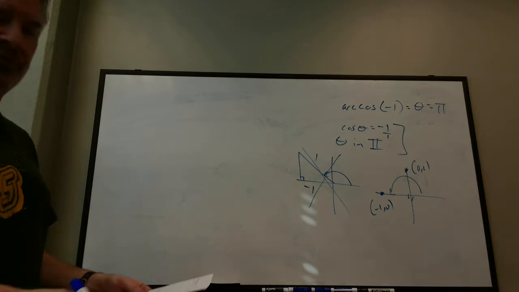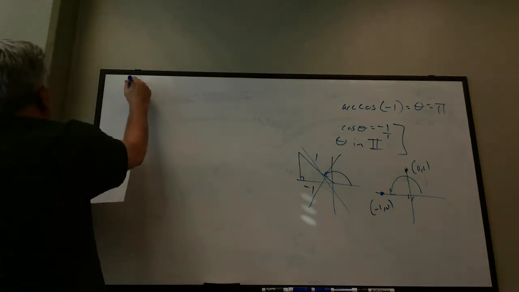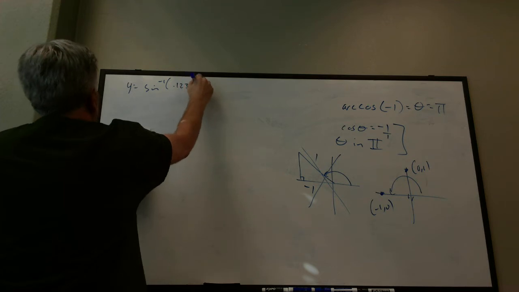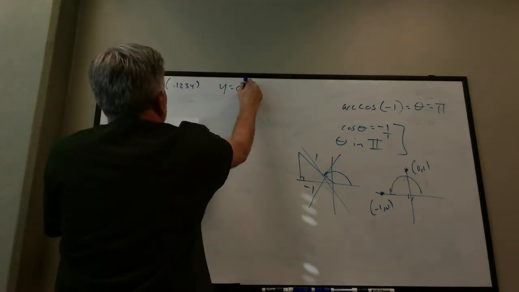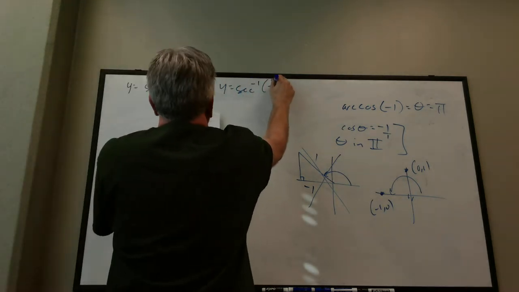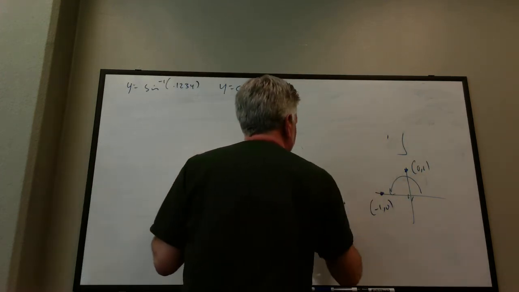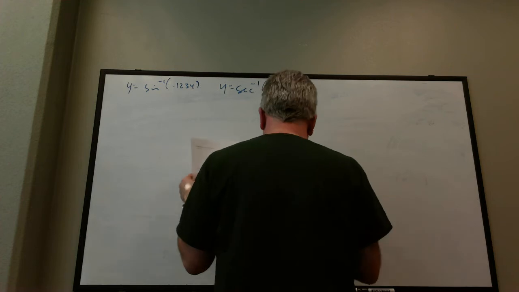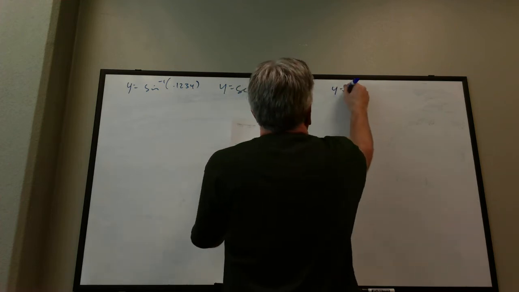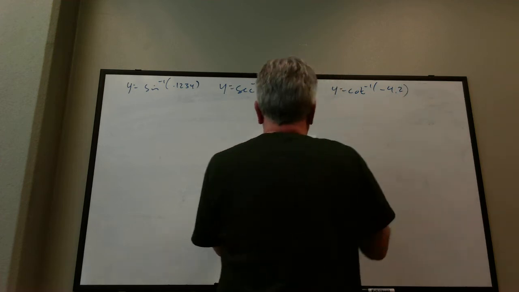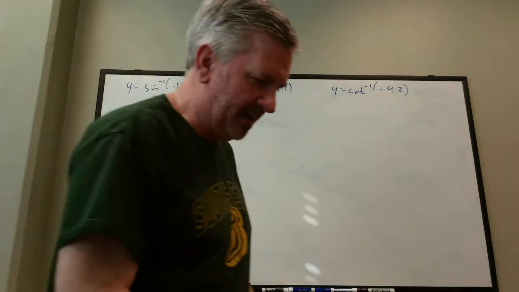The next one says use the calculator. Let me write these down. y is sine inverse of 0.1234. y is secant inverse of minus 1.41. And then the last one is y is cotangent inverse of minus 4.2. Okay, it says use the calculator. Let me get my calculator.